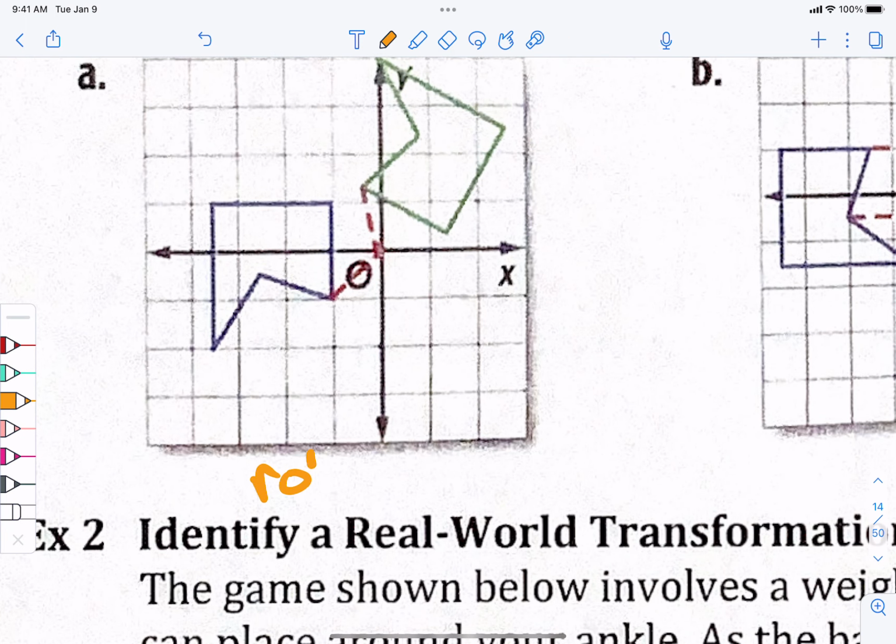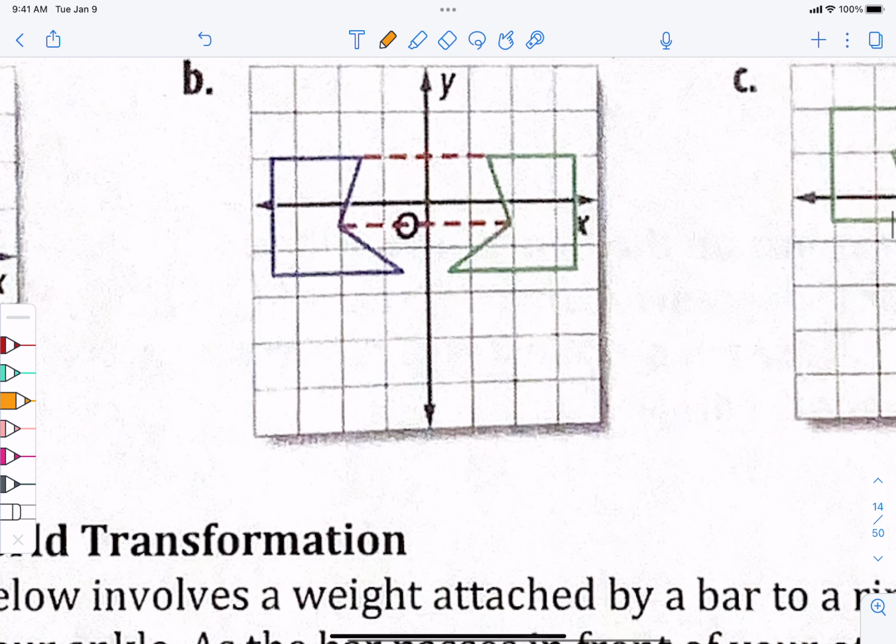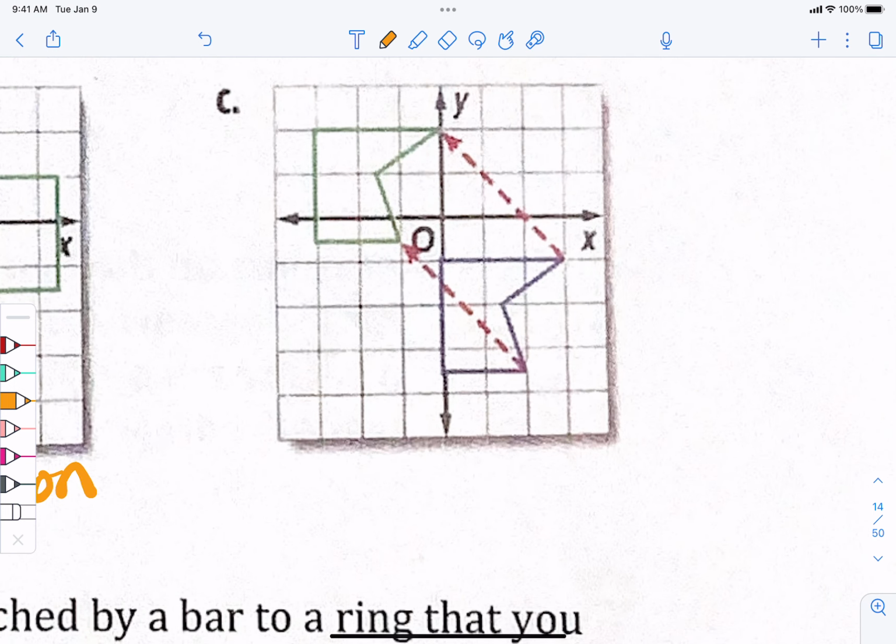Okay, A. What are you doing on A? Rotating. R-O-T-A-T-I-O-N. That's a rotation. Nice one, Carson. Okay, B. What are you doing to B? Translation is a slide, which is what this one is. I'm sliding it from here up to there. So this is a translation.